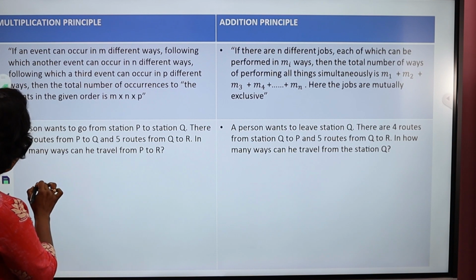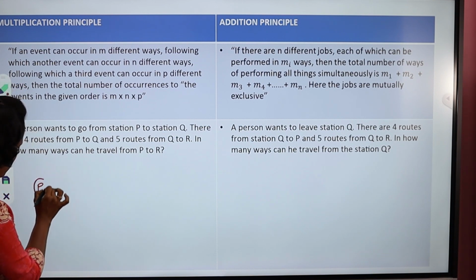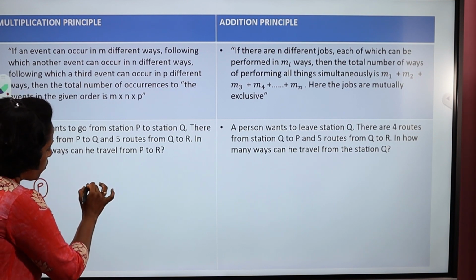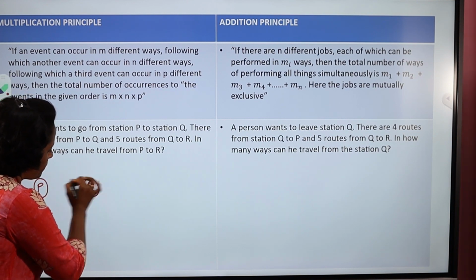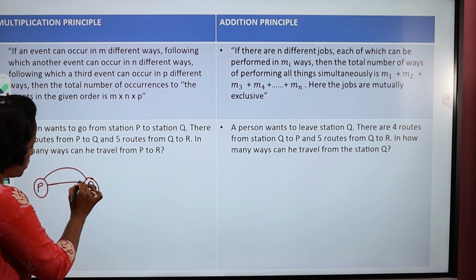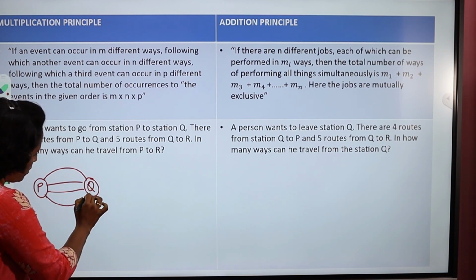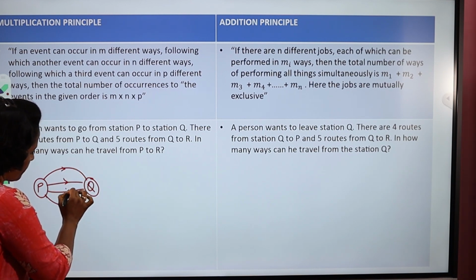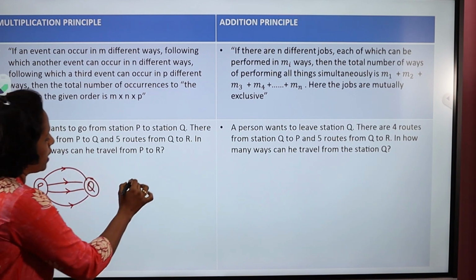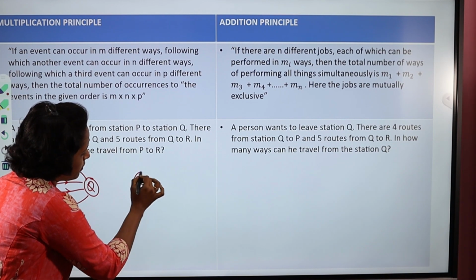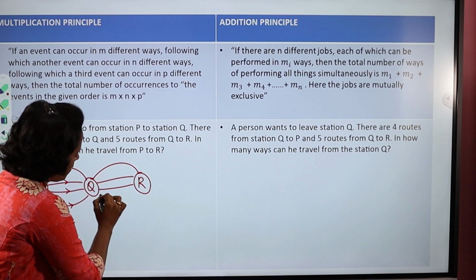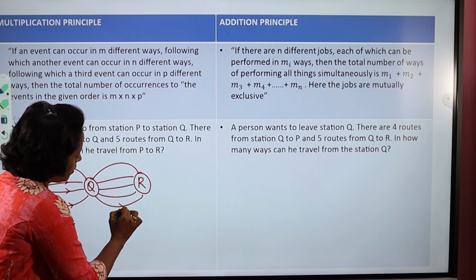There's a station P here. Now, there are 4 routes from P to Q. There is one more station Q here. How many routes do we have here? We have 4 different routes to go from P to Q. Next. And 5 routes from Q to R. There is another station R. And from Q to R, we have 5 routes. 1, 2, 3, 4, 5.